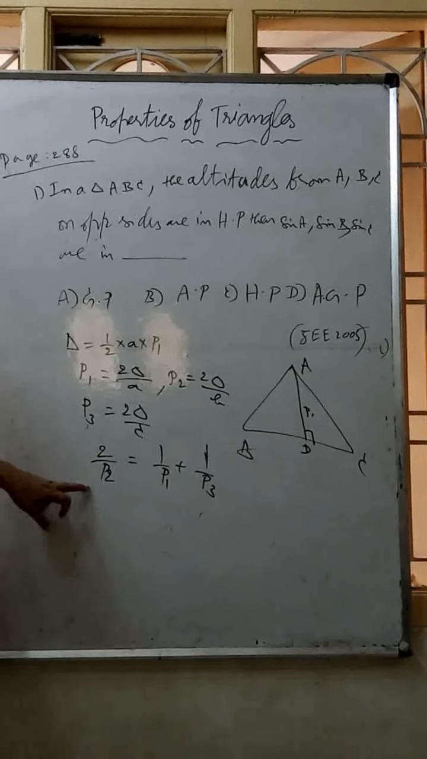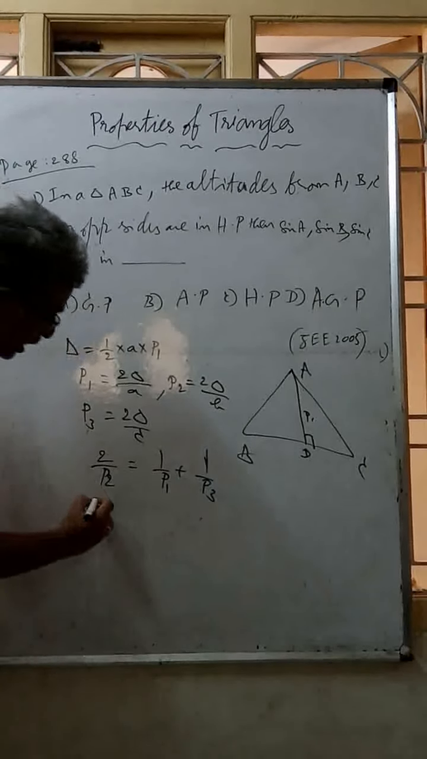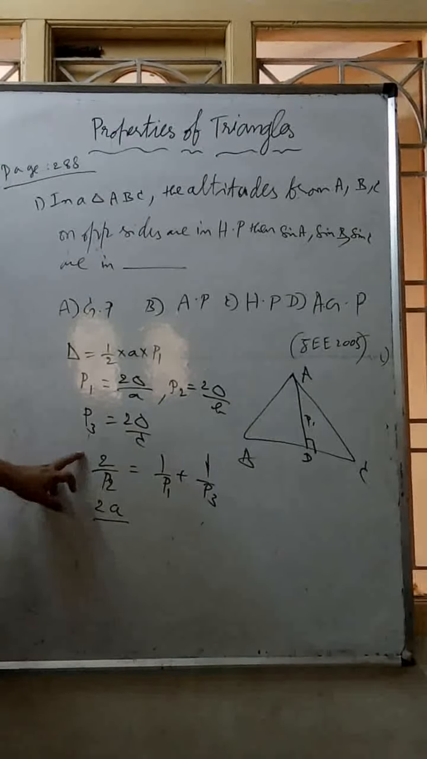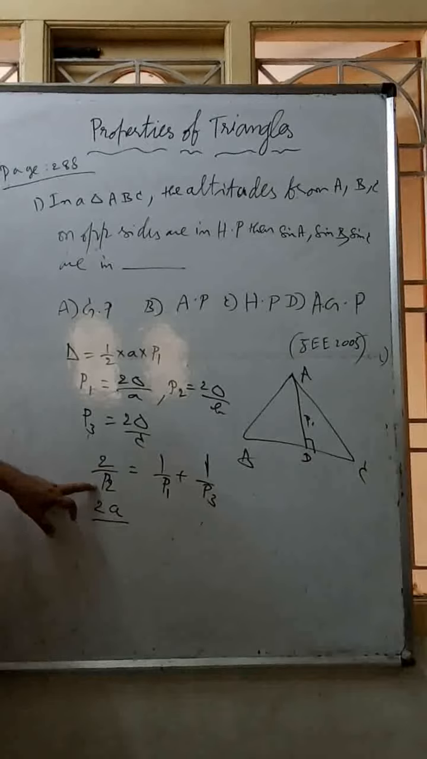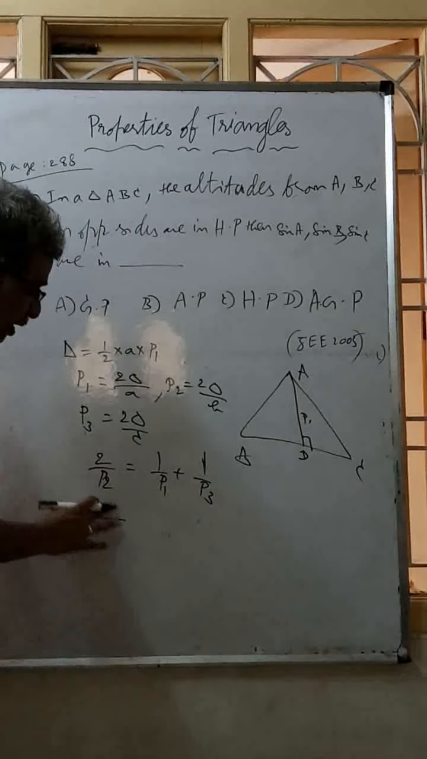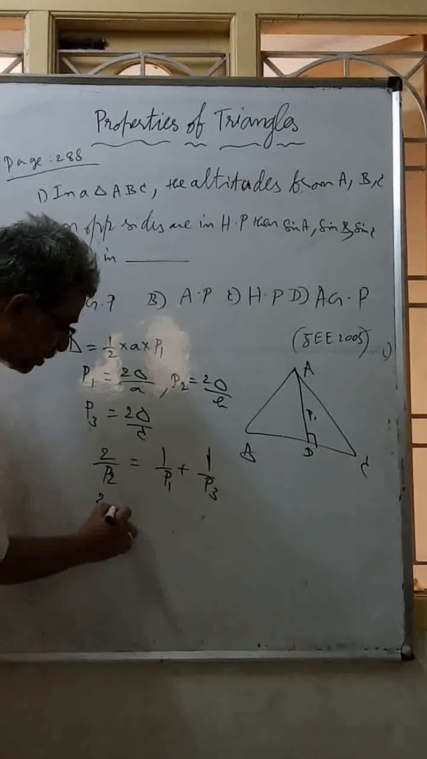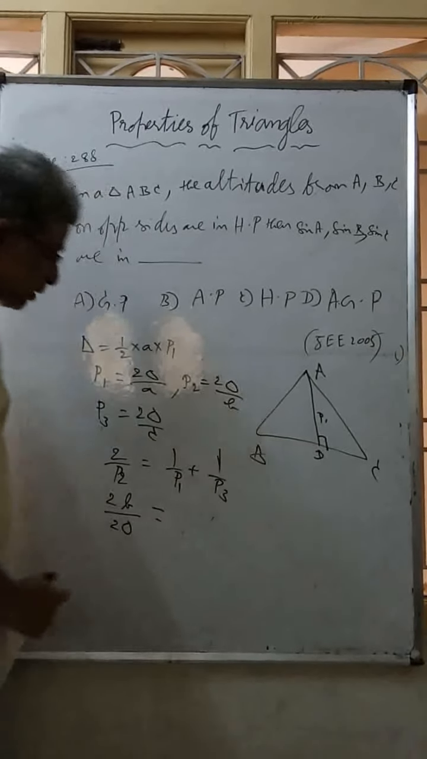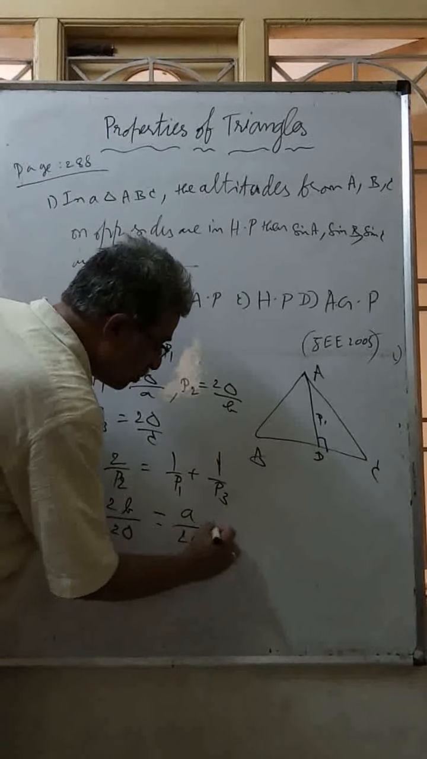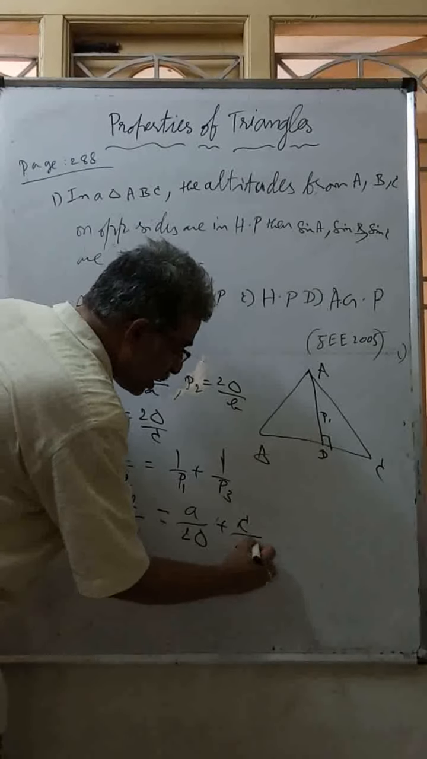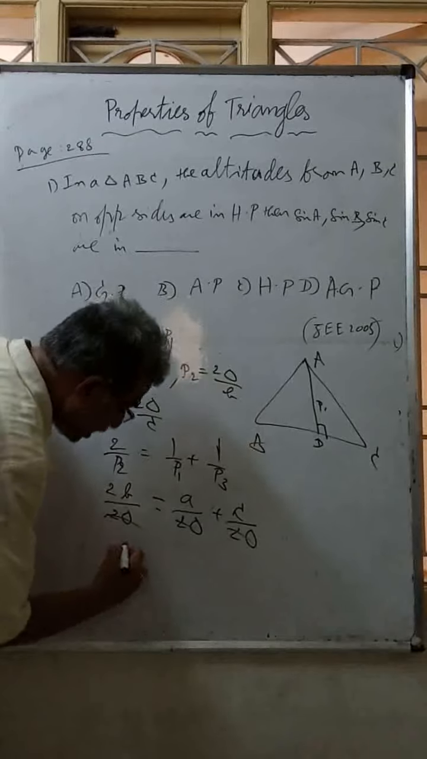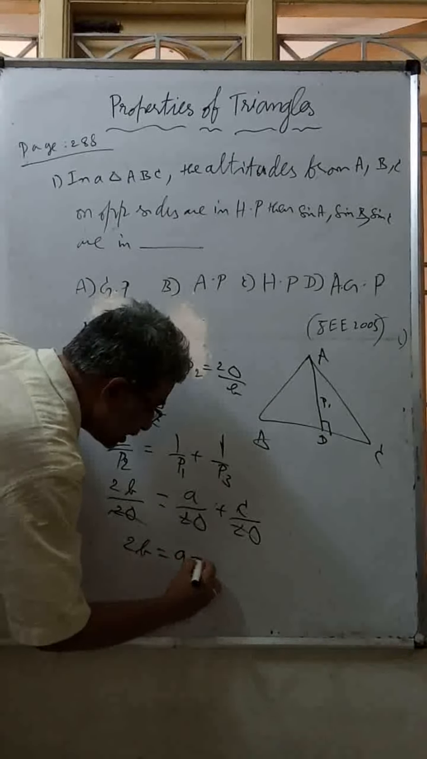So 2 by P2, where P2 is 2 delta by b. If I write the reciprocal, in place of P2, if I write 2 delta by b, b goes to the numerator, so it becomes 2b by 2 delta. The same here also: 1 by P1, reciprocal, is a by 2 delta, and for P3, c by 2 delta. Now taking 2 delta common and cancelling on all sides, I will get 2b equal to a plus c.